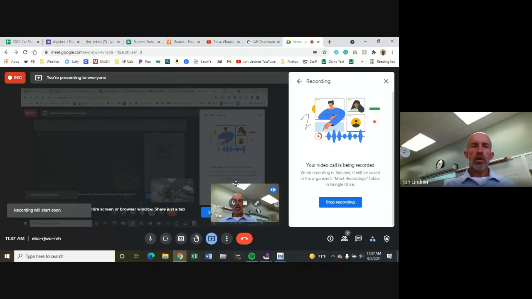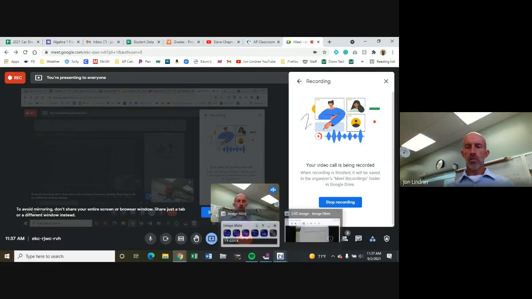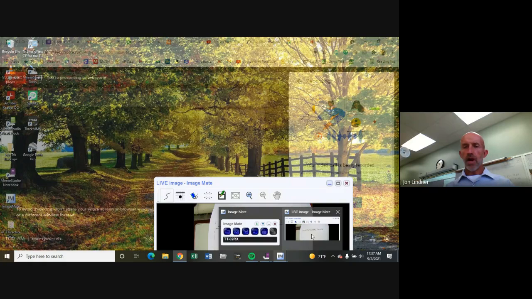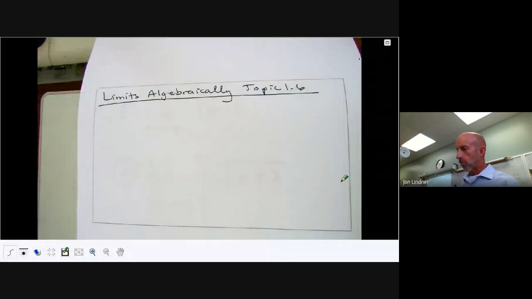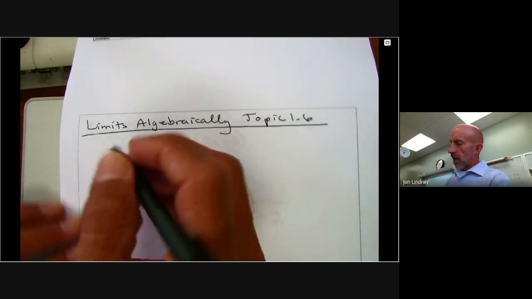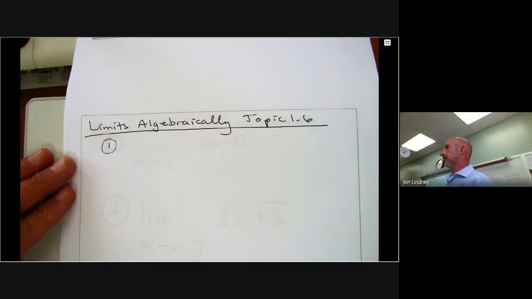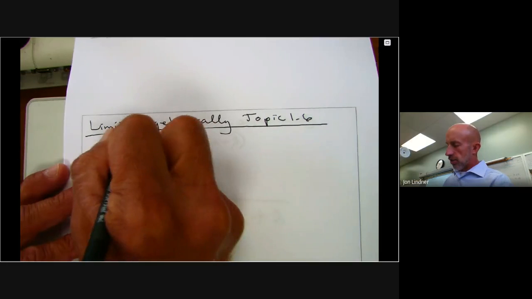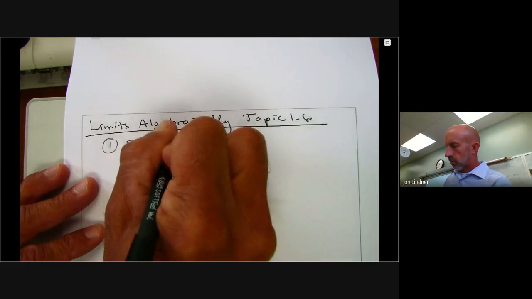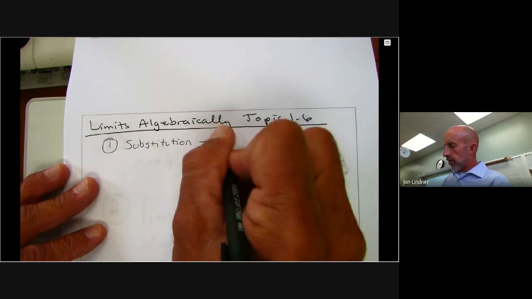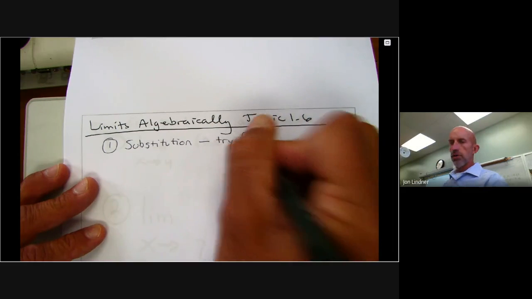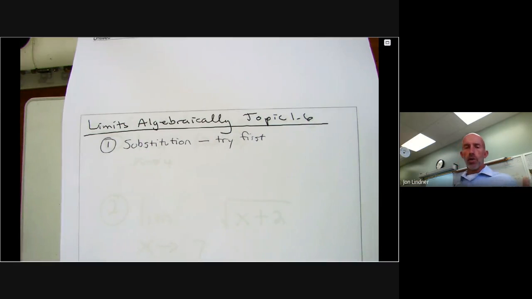Good morning, everyone. Today we are going to be covering topic 1.6, and we're going to be talking about how do we evaluate limits algebraically. So when we evaluate limits algebraically, the first thing that we always want to try is substitution. Always try this first. But we're going to find out that a lot of times we get something that doesn't work.